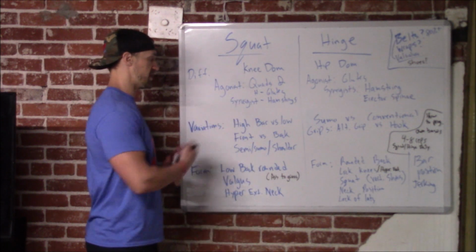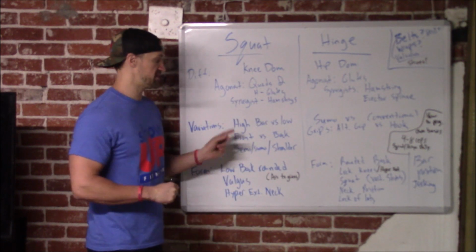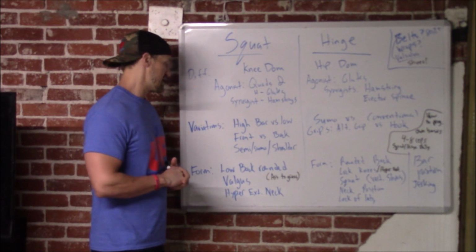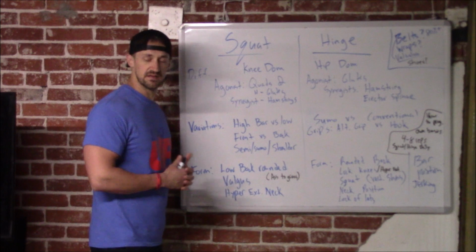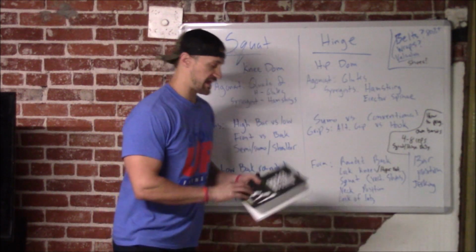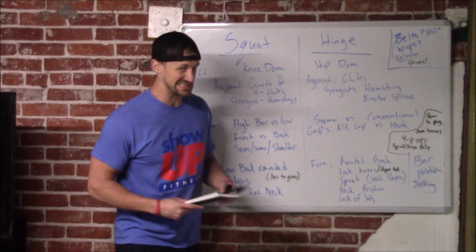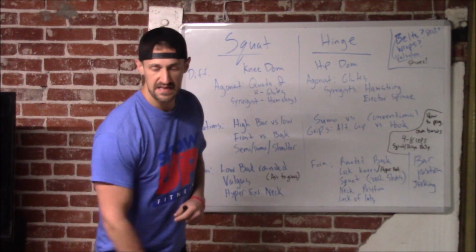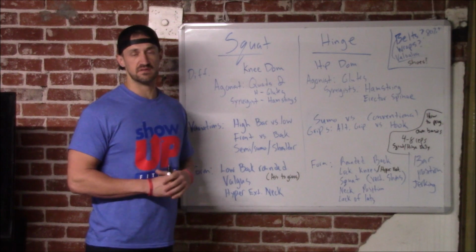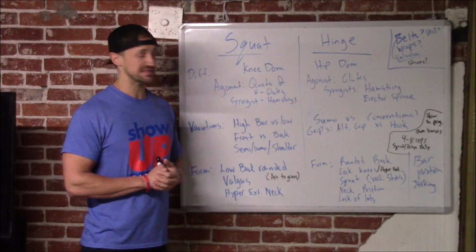Variations. For the squat, you're going to have high bar, low bar, front, back, semi-sumo, different positions with the feet. I suggest getting the Squat Bible, Dr. Horsring. I'm going to screw that up, sorry, bud, but it's a really good book that goes over the ins and outs of squatting from A to Z.